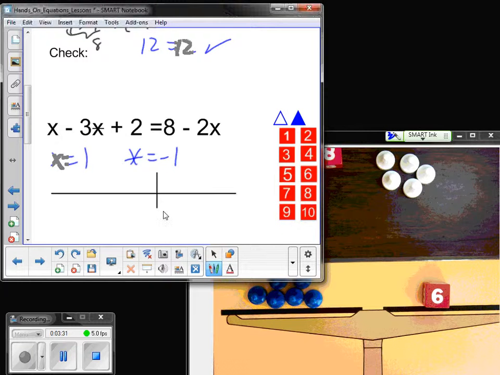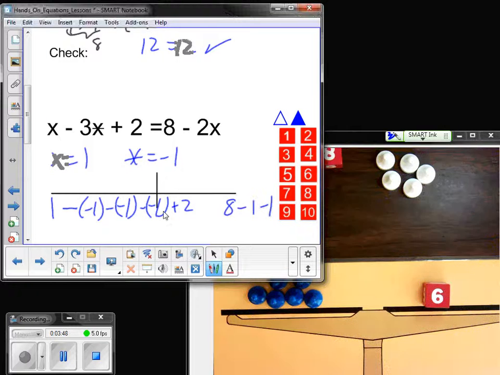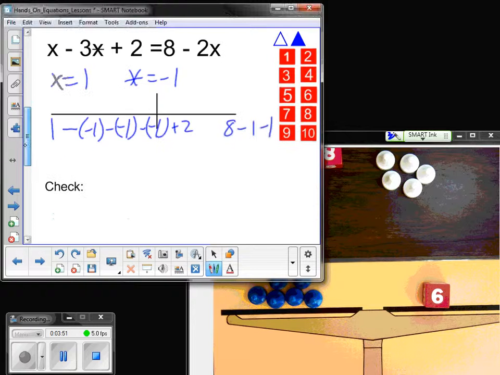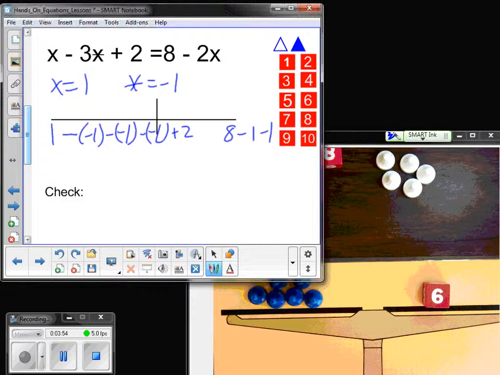So let's try this. I'd have 1 minus a -1 minus a -1 minus a -1, because I had to have 3 of the stars, plus 2, and on the other side I got 8 minus 1 because I had to have 2 x's. There we go. So I have lots of -1s here. Minus, minus, change sign, add a line. So I got 1, 2, 3, 4, plus 2. I got 6 on this side. 8 take away 1 is 7. Take away 1 is 6. 6 on the right side. That works out. 6 equals 6.